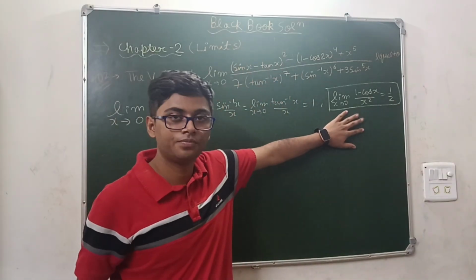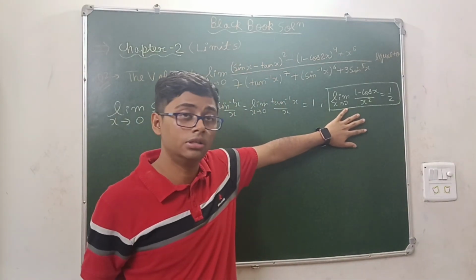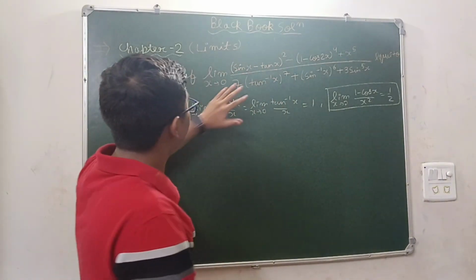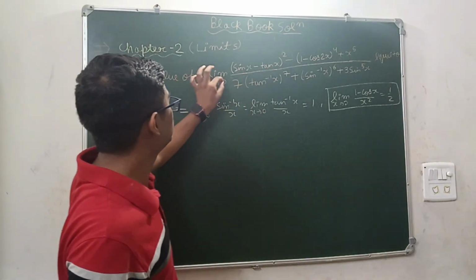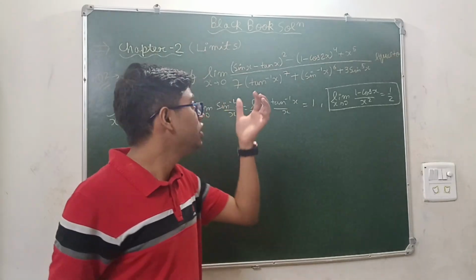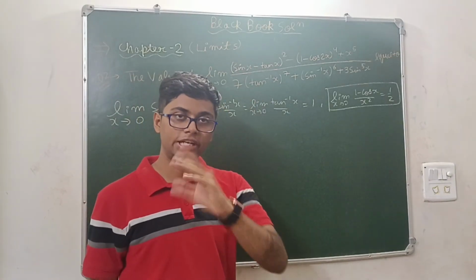This thing you have to remember. Okay, this is a very important result. Now, using these, we can solve this. Okay, first of all, see, you have been given what? Limit x tends to 0, (sin x minus tan x) to the whole square. You can simplify it. You can write tan x as sin x by cos x.